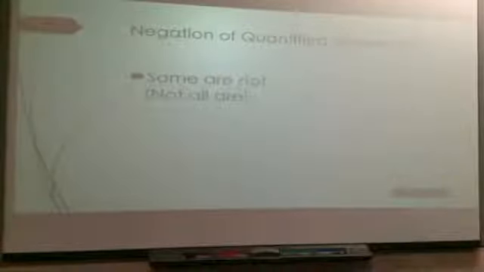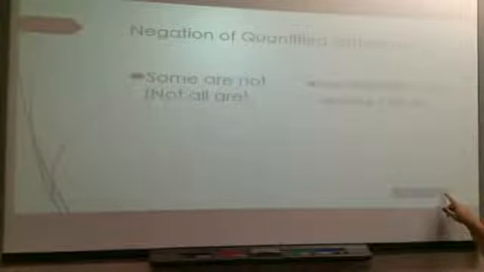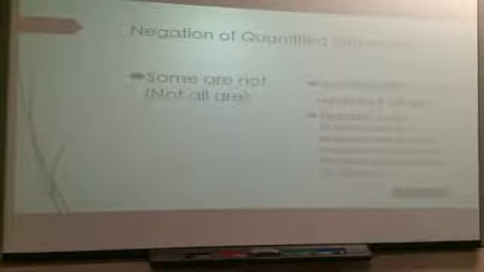The next one, some are not, or not all. So if you say some of the people aren't going, some of the people aren't doing something, and your mom or somebody else comes back and says, no, all of them are going to do this, they would have negated your statement. So if some of the students are not prepared for the test, the negation would then be that all the students are prepared for the test.